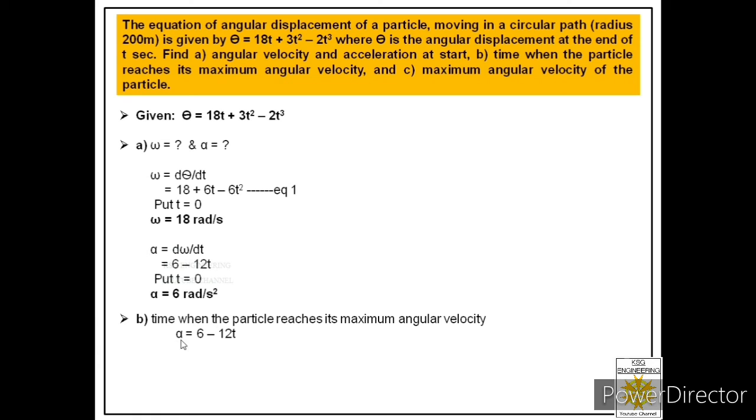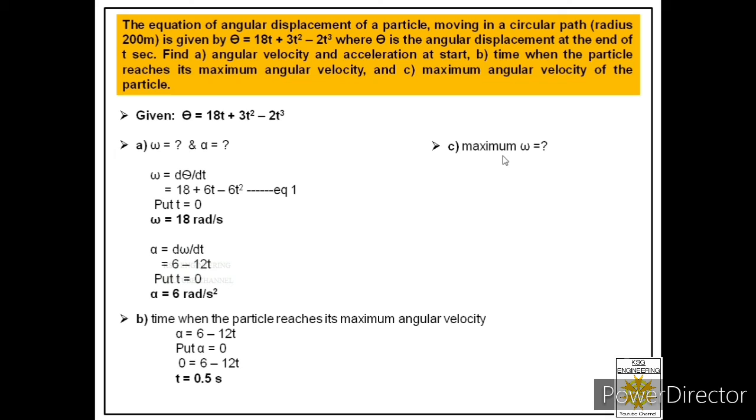So the angular acceleration of the particle is alpha equal to 6 minus 12t. Now we put alpha equal to 0 because we want to find the maximum angular velocity. So when we put alpha equal to 0 in the above equation, we get t as 0.5 seconds. So we have found the answer to part B also: after 0.5 seconds the particle will reach its maximum angular velocity. After that we have to find the last part, which is the maximum angular velocity of the particle.